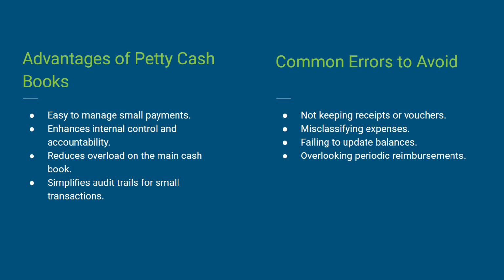Now, failing to update balances is a very big problem. Accounting and bookkeeping is just very important, all right? Now, overlooking periodic reimbursements, like the imprest system, is very important. We don't want to be putting in more money than we should every month into the petty cash account. We need to make sure we know exactly how we are updating the petty cash account every month accurately.